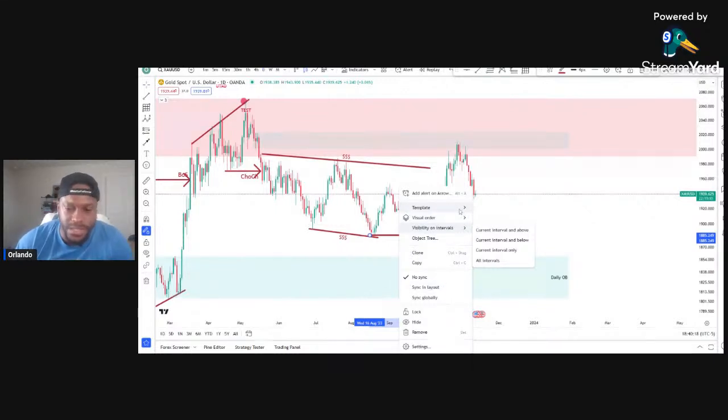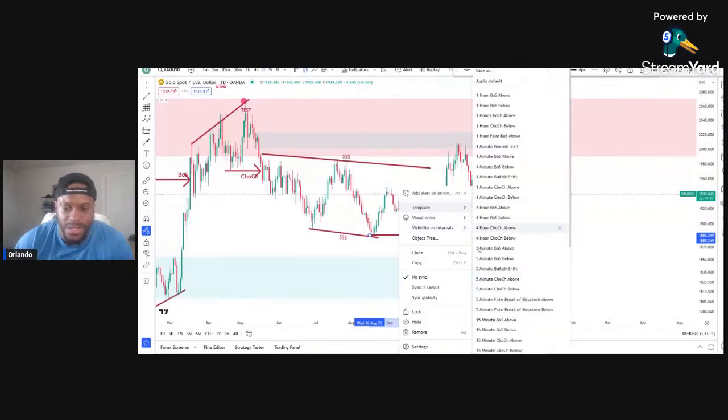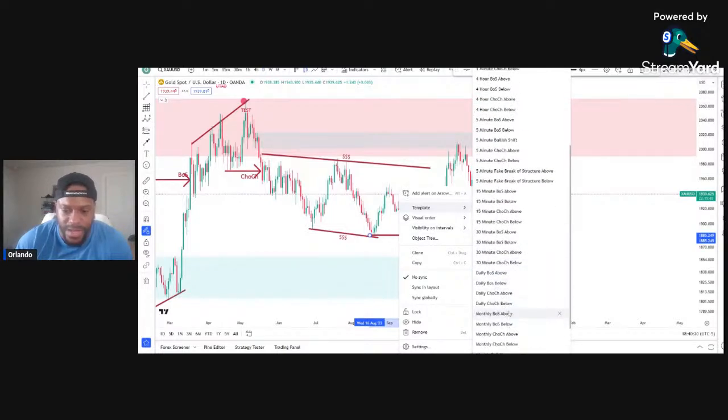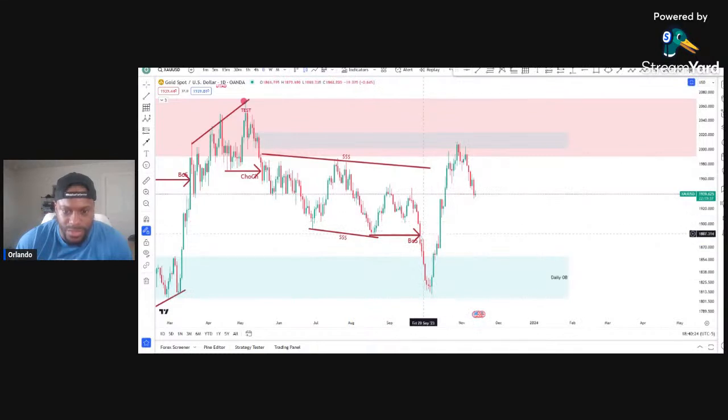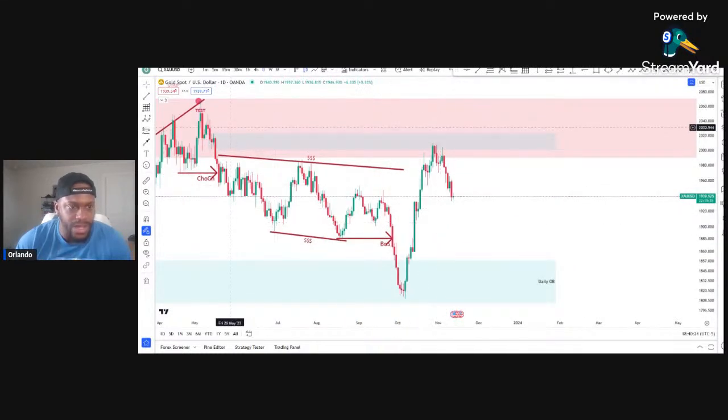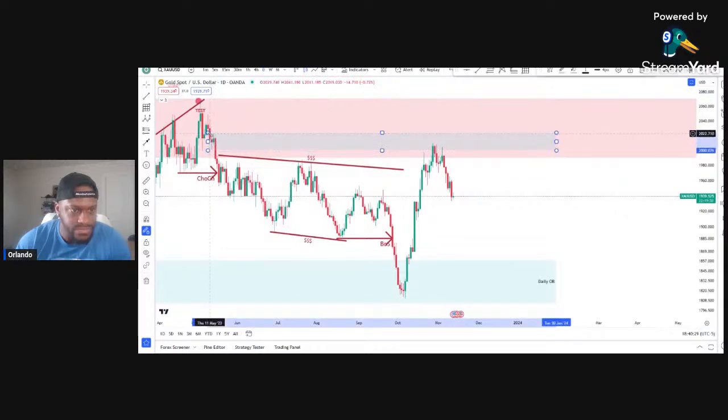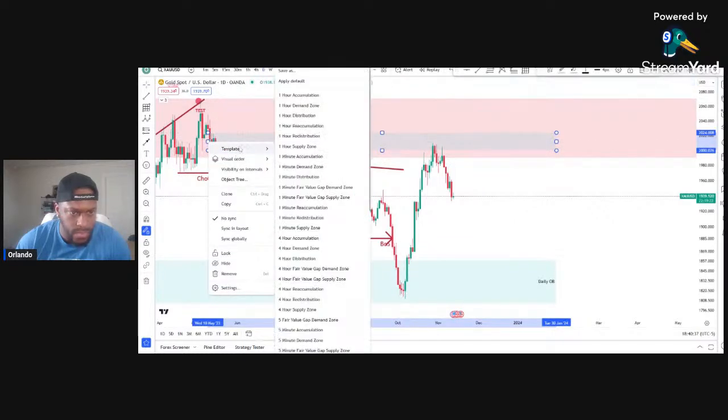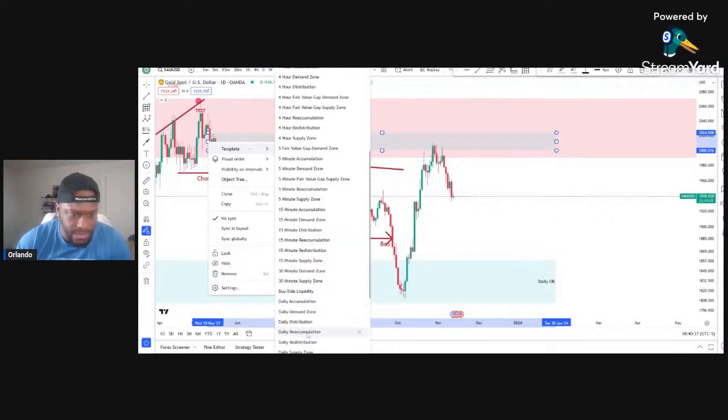Telling y'all, this all makes sense. It all makes sense. You can do it on any time frame, any top-down analysis. Daily breaker structure below. Okay, so now we have this as an internal daily supply zone. This will be the daily supply zone.